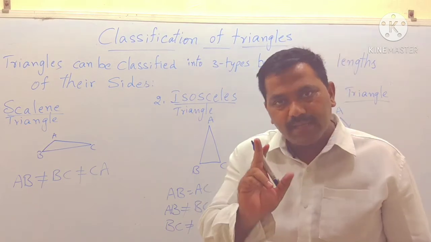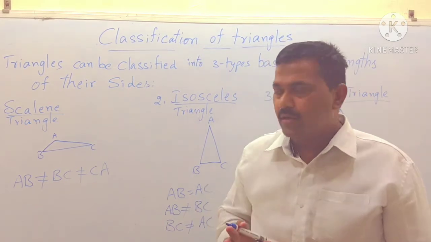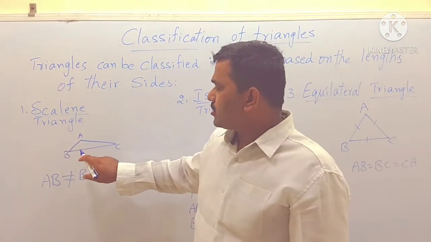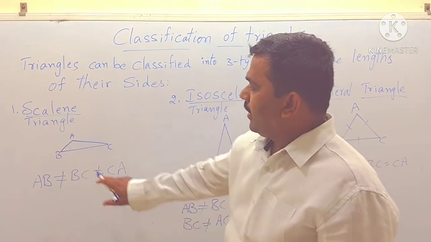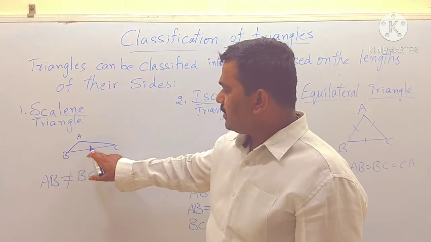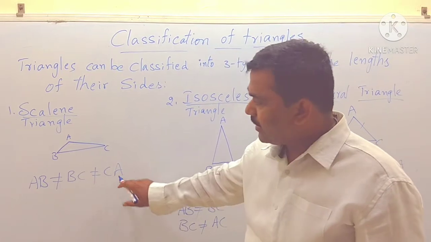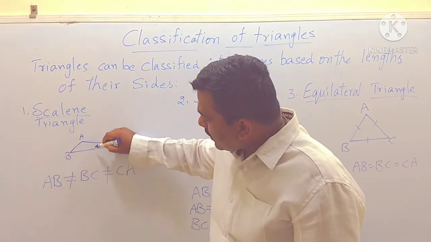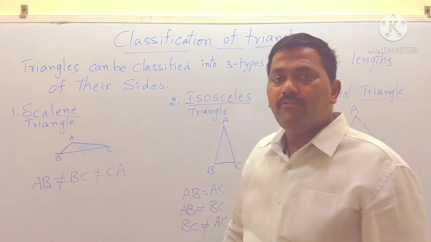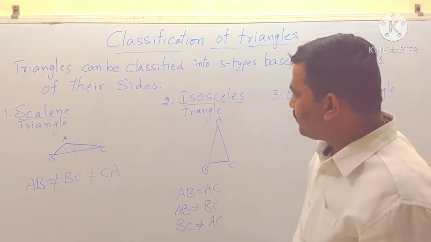Any two sides are equal. Here, coming to the triangle ABC, AB is not equal to BC, BC is not equal to CA. These three sides are with different measures.